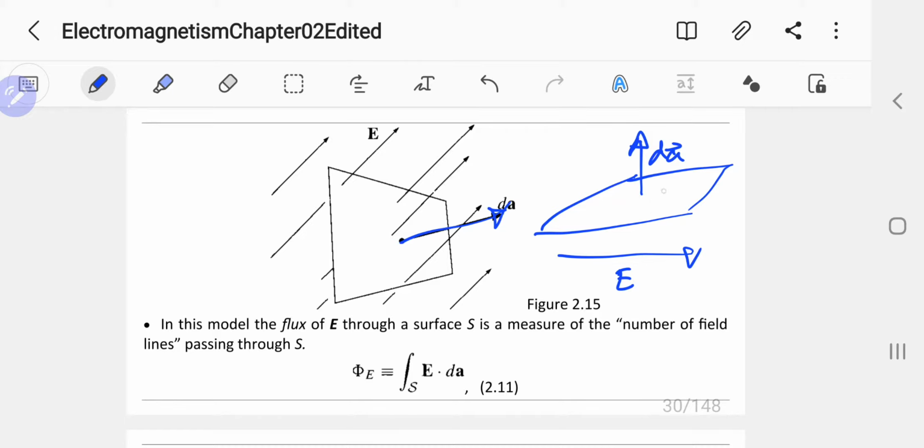In this case, you have a differential area vector perpendicular to the surface, and an electric field going this way. The angle between them is 90, and that means cosine of 90 is 0, so there is no flux there. Actually, this is also equal to E dA cosine theta, and theta here is 90, so cosine 90 is equal to 0. So you have to be careful.